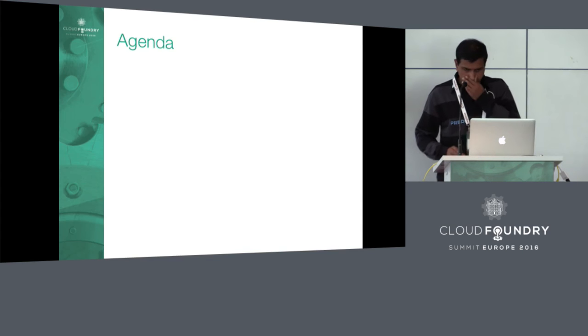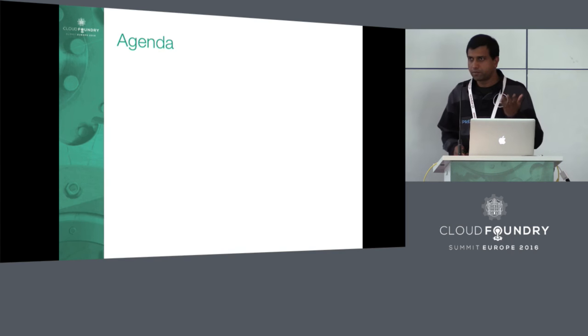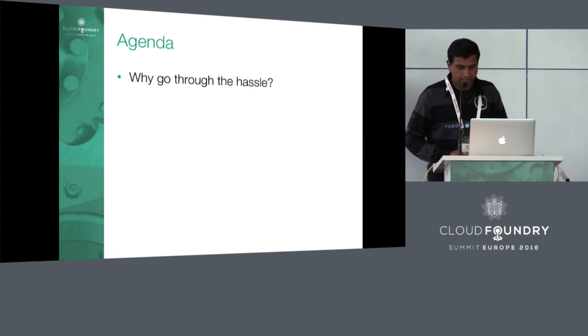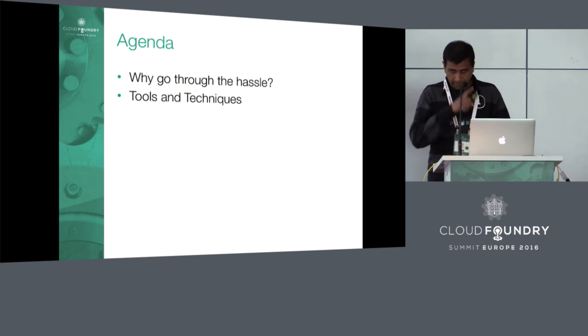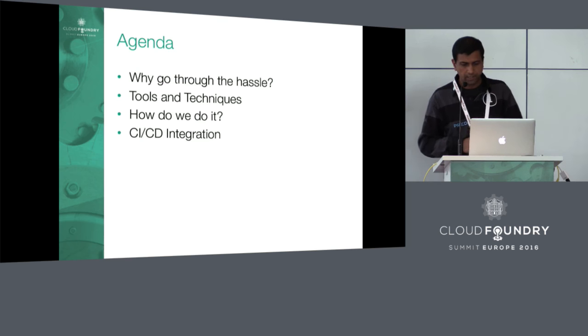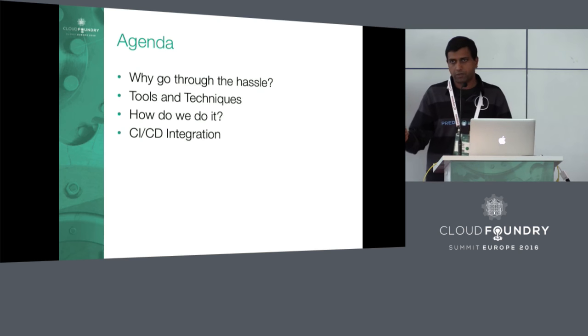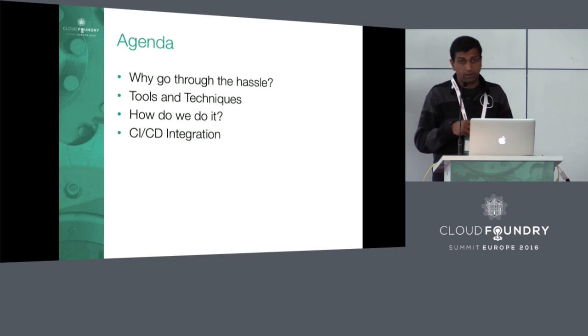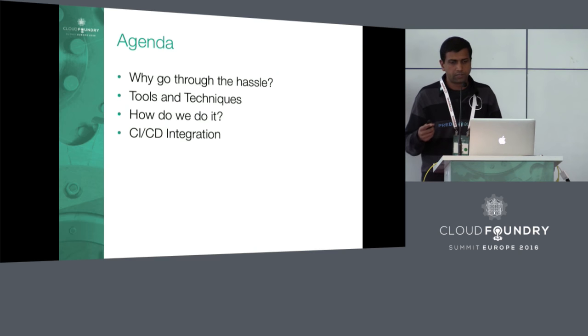So anyways, I'm going to briefly walk you through the agenda. We're going to talk about why go through the hassle of doing performance engineering or testing in the first place. And we'll look at some tools and techniques that we follow at GE Digital, and I'm sure it's pretty common. We use open source tools, and it's nothing proprietary to us, and anyone can take this up and start using it. And then I'll talk briefly about how we do this and how we've integrated this performance testing with our CI/CD pipeline, and how different it is doing performance testing on apps that are deployed to Cloud Foundry versus apps that are on-premise or not deployed to cloud solutions.